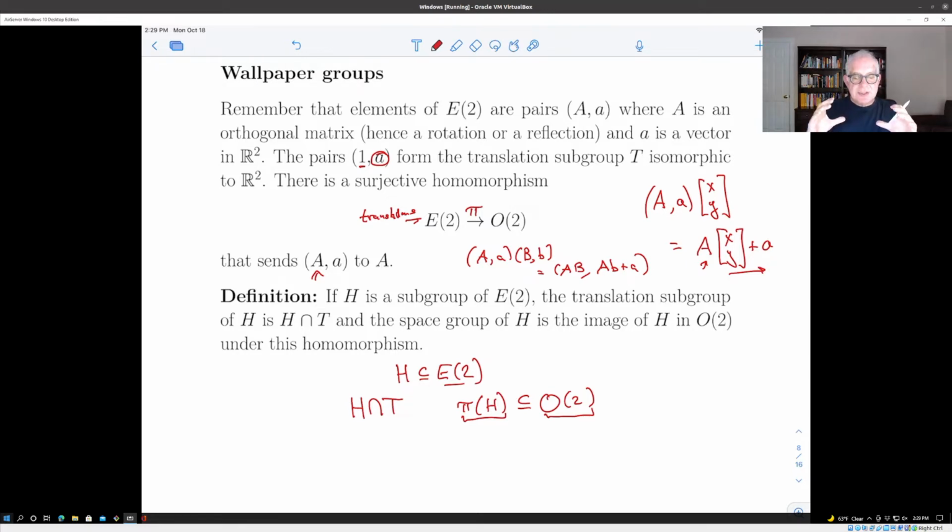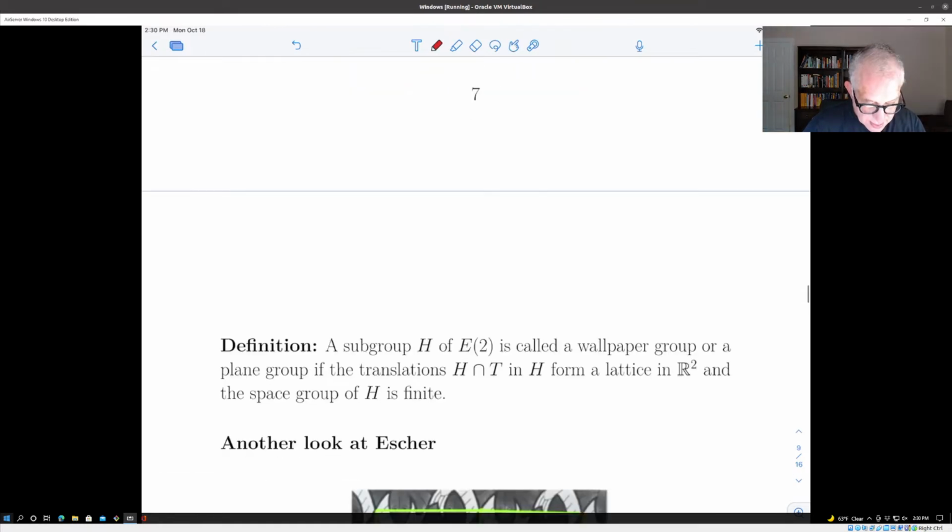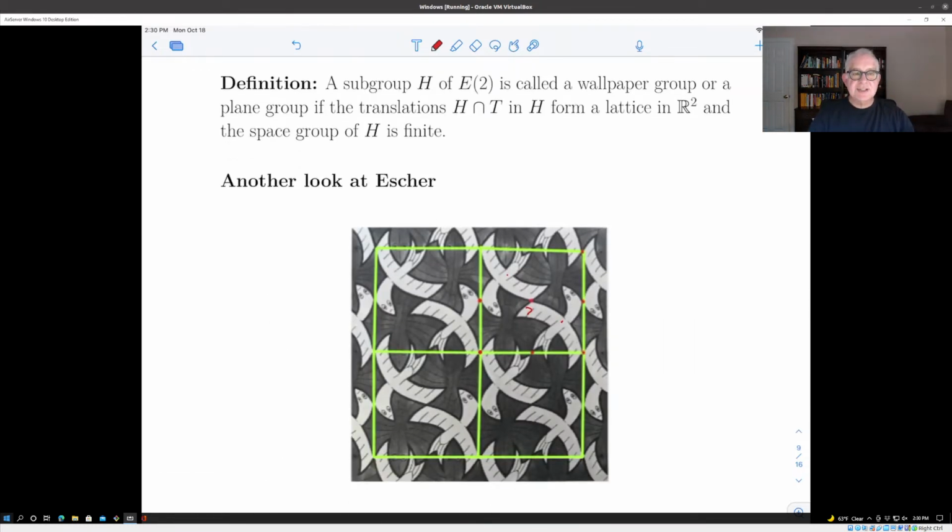And we're interested in groups where the translation group is our lattice. So if our shape is symmetric under this subgroup H, then in the first place, it has to be preserved by the action of this lattice. And then maybe there's also some additional elements that come from the space group, which give other permutations of the lattice which preserve it. So the definition of a wallpaper group, or a plane group, is a subgroup of the Euclidean motions where the translations are a lattice and the space group is finite. That's the definition we're going to use.